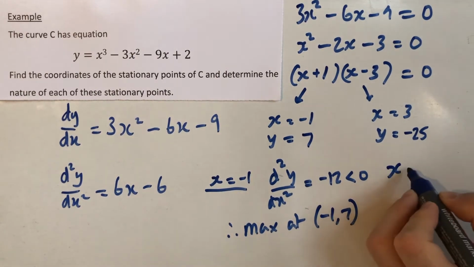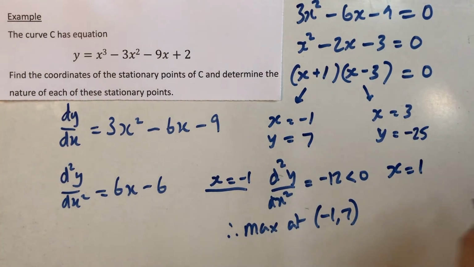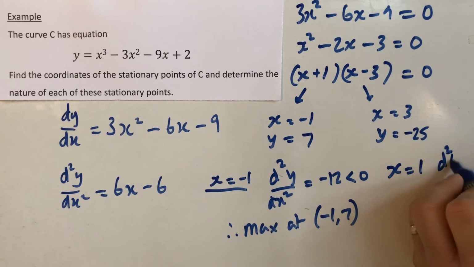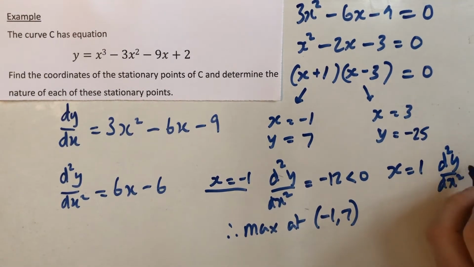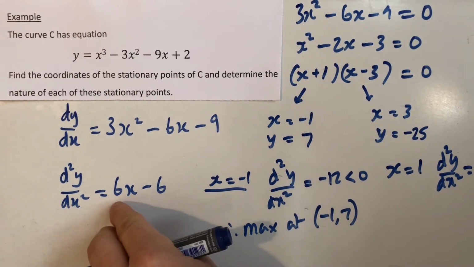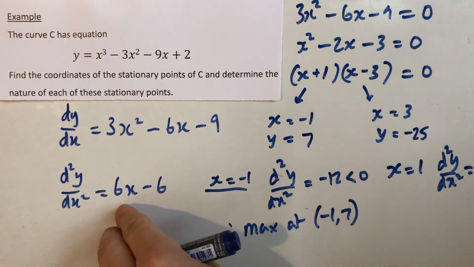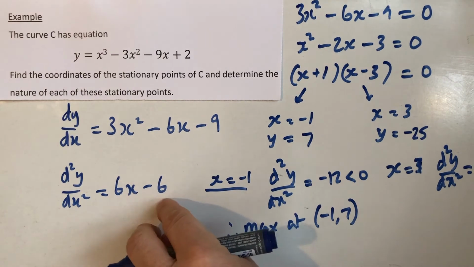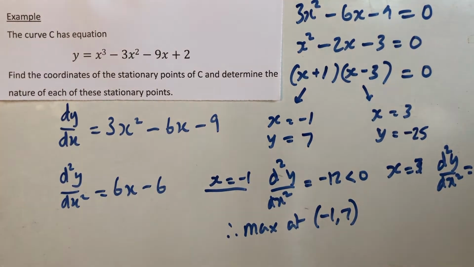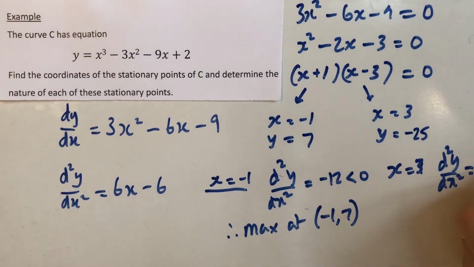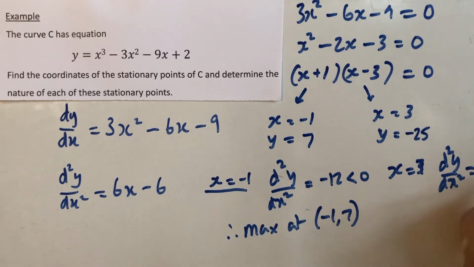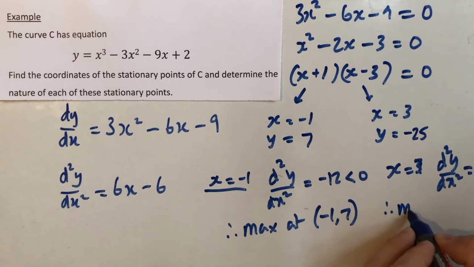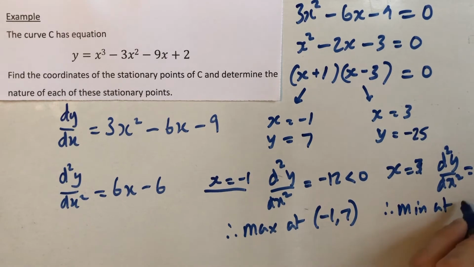Whereas when I put x equal to 3, then the second derivative works out to be, 3, not 1, 18 take 6, which is 12, and that is bigger than 0, so therefore we've got a minimum at 3, minus 25.